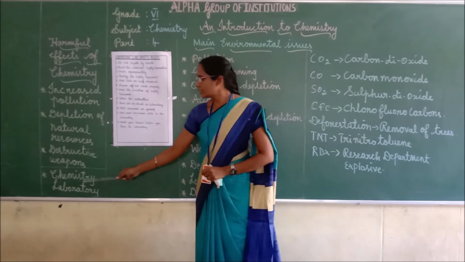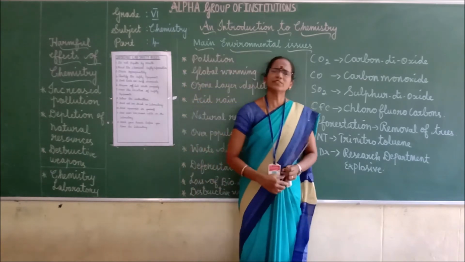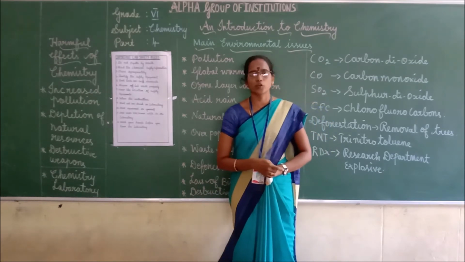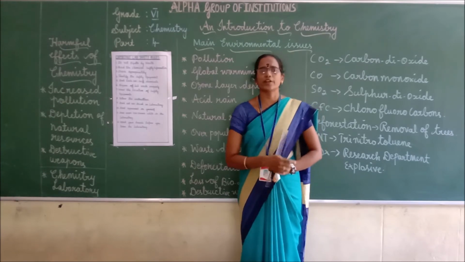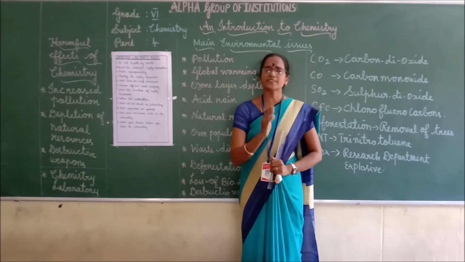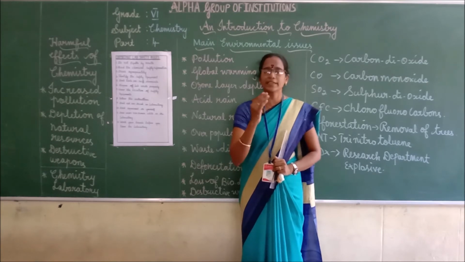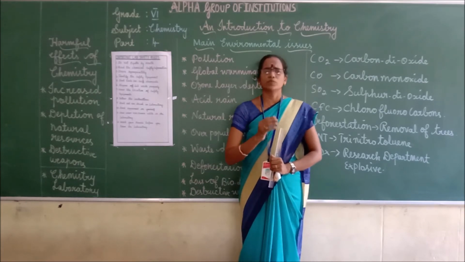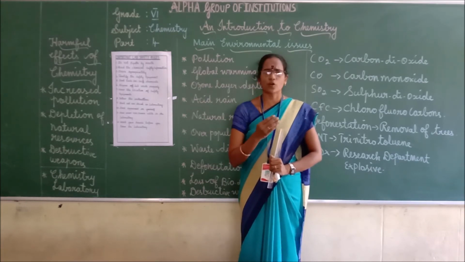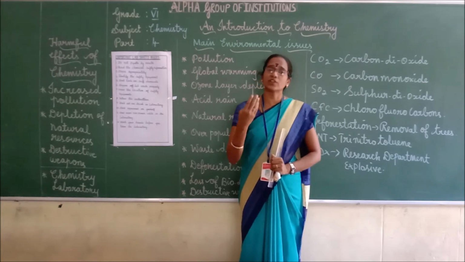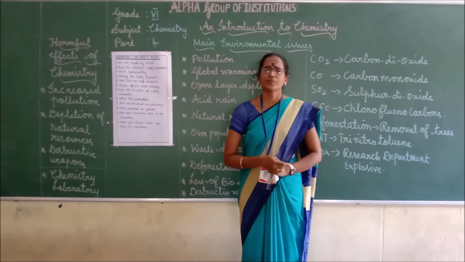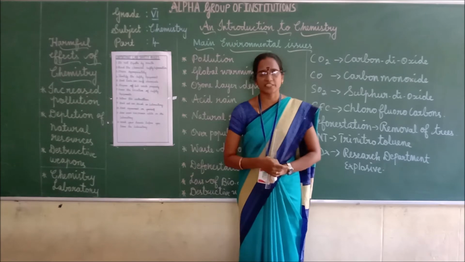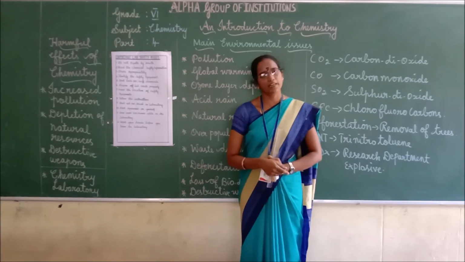Next we can move to the chemistry laboratory. A chemistry laboratory is a place where experiments in chemistry are performed. Before entering the laboratory, a student needs to understand the proper way of working in the chemistry laboratory. A student should know all the usage of the different equipment as well as chemicals to be used, and should follow all the precautionary steps while working in the chemistry laboratory.